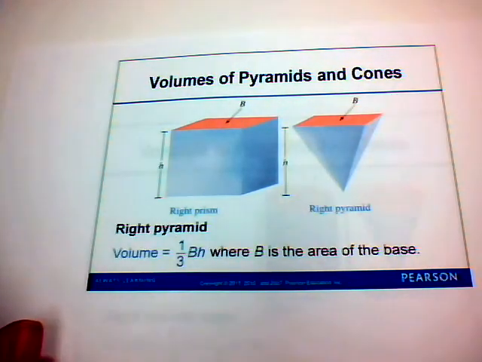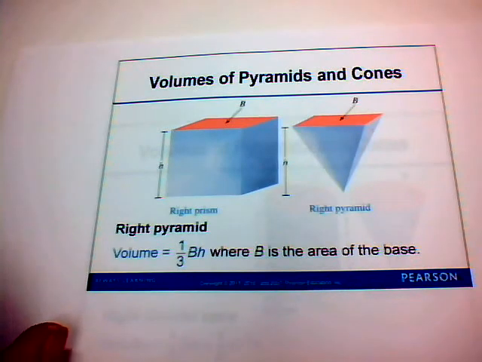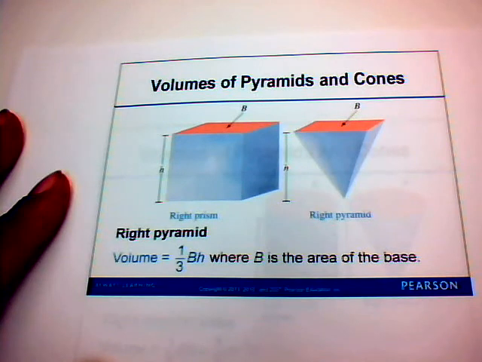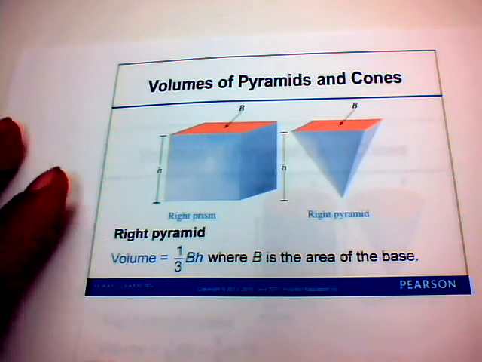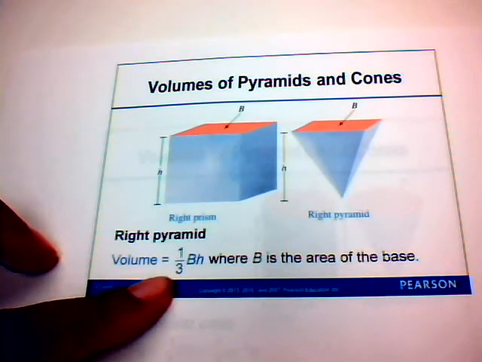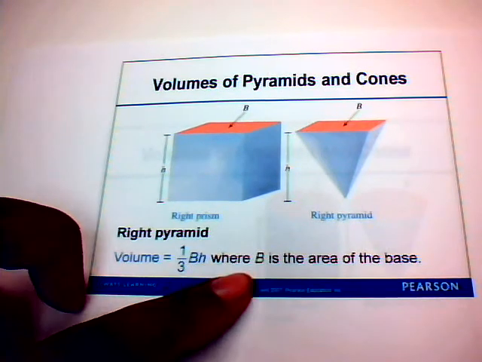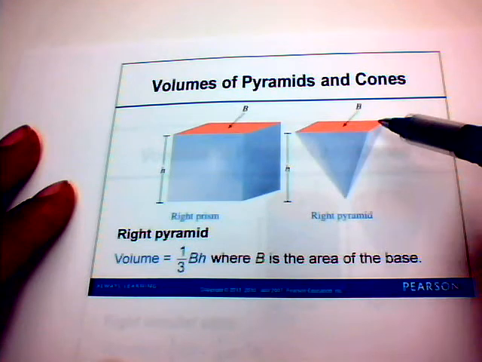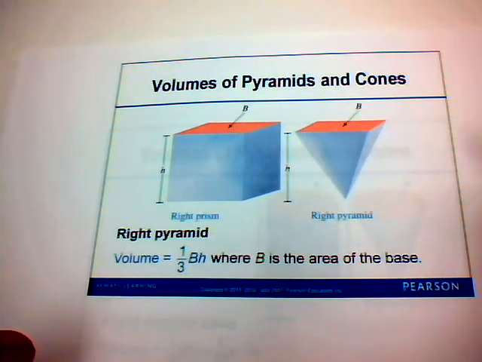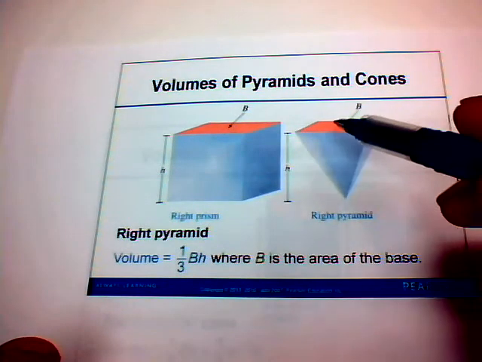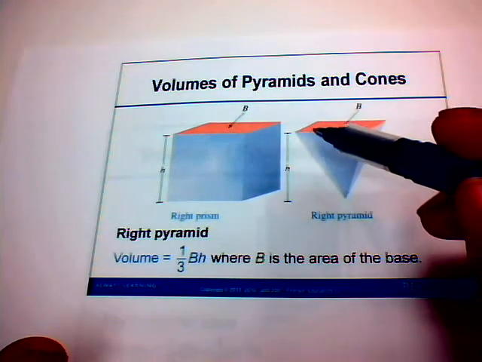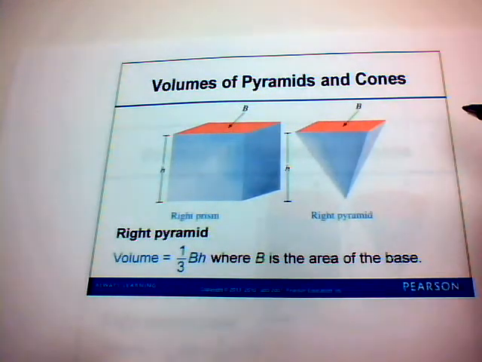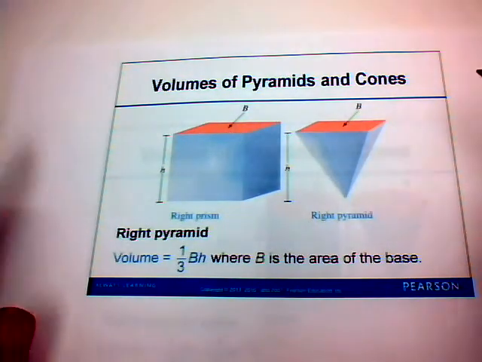But here, the right pyramid is going to be 1/3 the volume of that right prism. So in this case here, it'll be 1/3 base times the height. B is the area of the base, because in a pyramid, the base could be anything. It could be a square, it could be a triangle. But whatever figure you're given as a base, you have to use the appropriate formula for finding the area of that base.